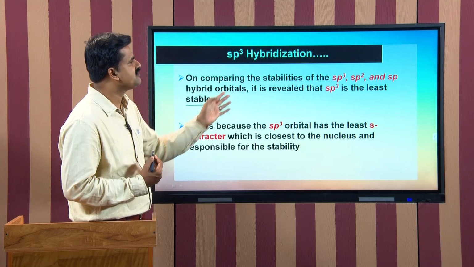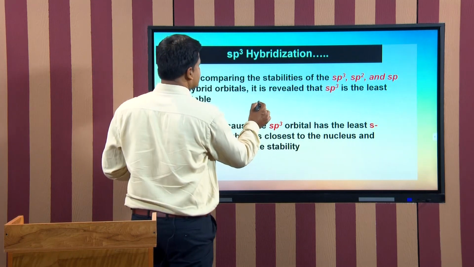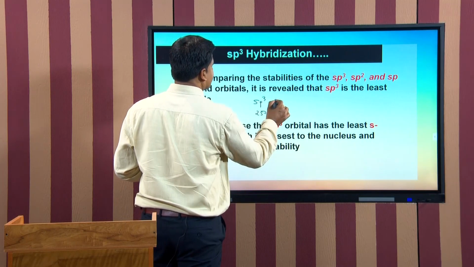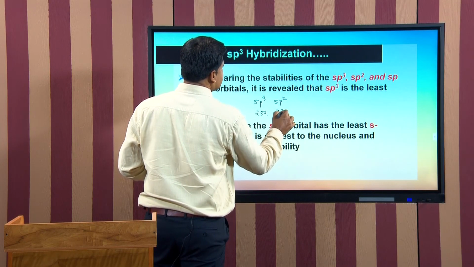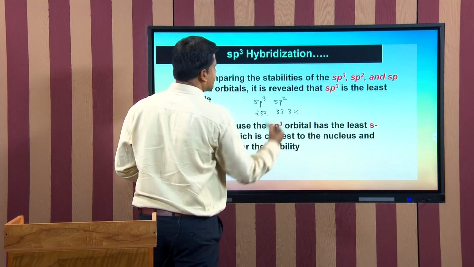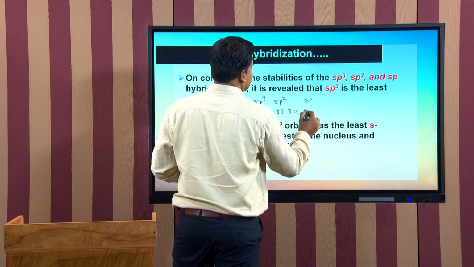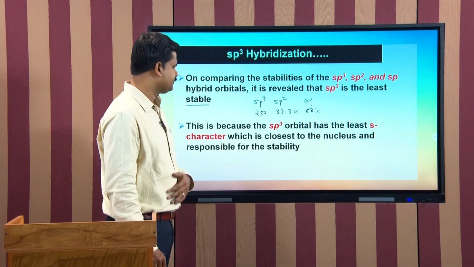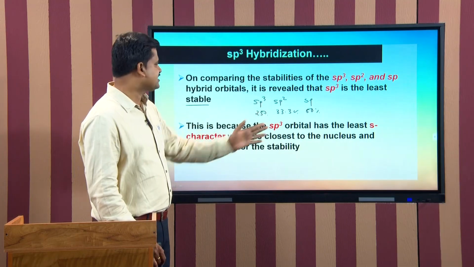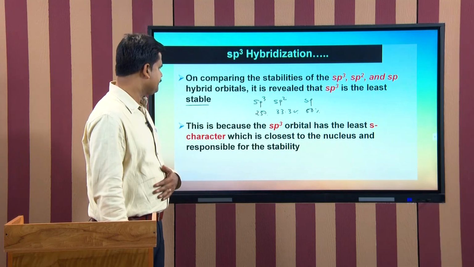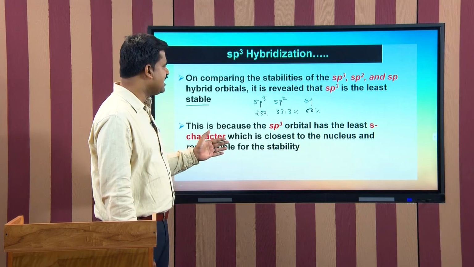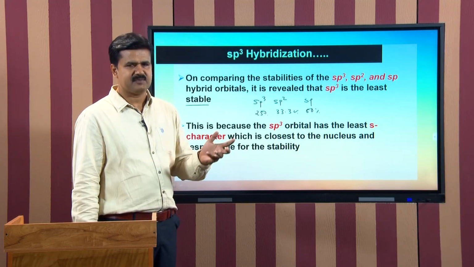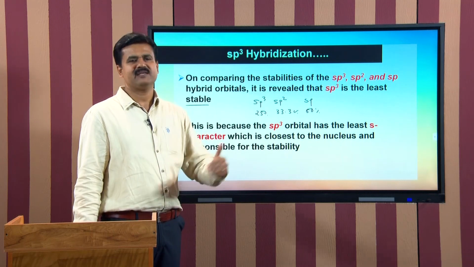What about the percentage of s character in these three hybridizations? In sp3, the percentage of s character is 25%. In sp2 hybridization, it is 33.33%. In sp hybridization, it is 50%. So, the lower the s character, the lower the stability, because s orbitals are close to the nucleus and responsible for the stability. Higher the s character, higher will be the stability.